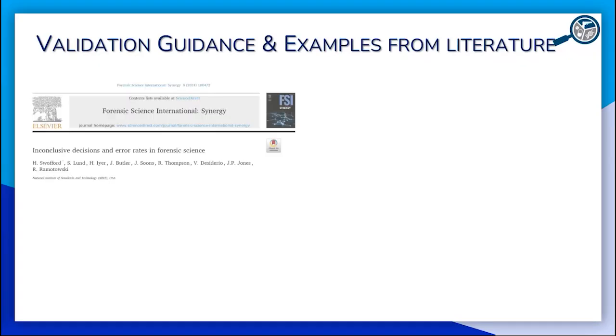A couple examples I want to quickly pull from the literature to give you a little more guidance. If you want further reading on some validation examples, first, I'll bring up this recent article by Henry Swofford and a number of NIST individuals. I think this is a nice example because first they have a discussion about how to treat inconclusives. My silly example about cats and dogs didn't talk about inconclusives, and this article provides good guidance on how to treat them. Long story short, just report all the data.